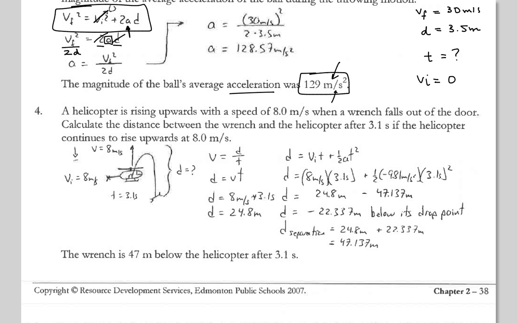Okay, so the wrench has the same initial velocity as the helicopter. So the wrench, to an observer, actually is going up and then falls. Okay? The helicopter continues to rise. Please pay attention on this one.